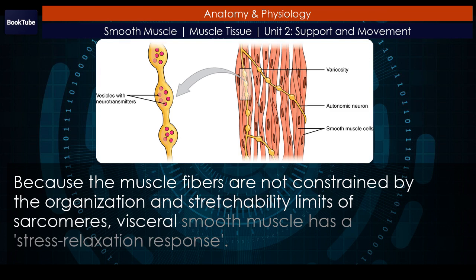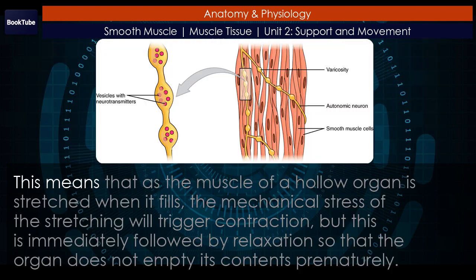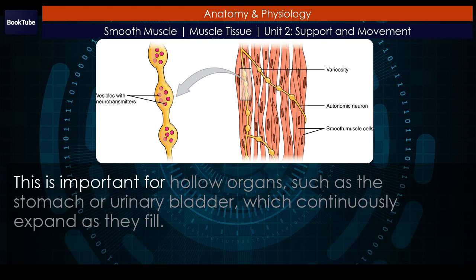Visceral smooth muscle has a stress relaxation response. This means that as the muscle of a hollow organ is stretched when it fills, the mechanical stress of the stretching will trigger contraction. But this is immediately followed by relaxation so that the organ does not empty its contents prematurely. This is important for hollow organs, such as the stomach or urinary bladder, which continuously expand as they fill.